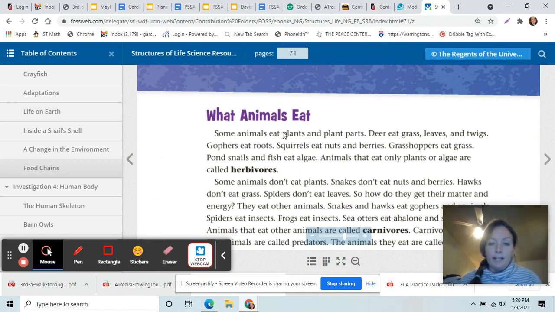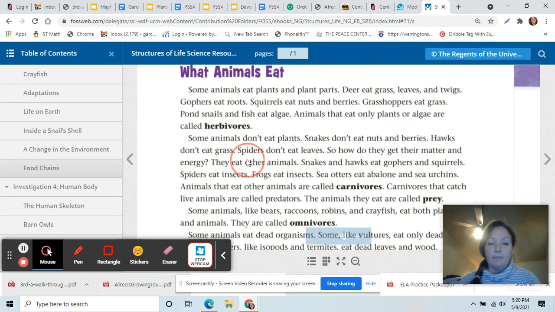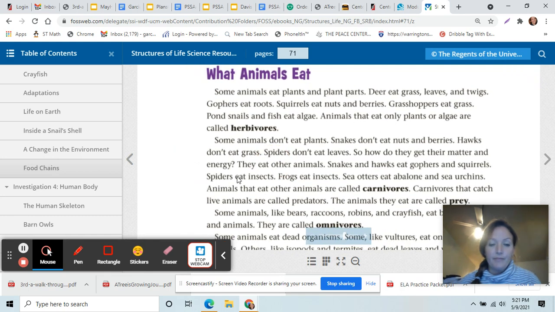Header. What animals eat? Some animals eat plants and plant parts. Deer eat grass, leaves, and twigs. Gophers eat roots. Squirrels eat nuts and berries. Grasshoppers eat grass. Pond snails and fish eat algae. Animals that eat only plants or algae are called herbivores. So, only plant eaters.